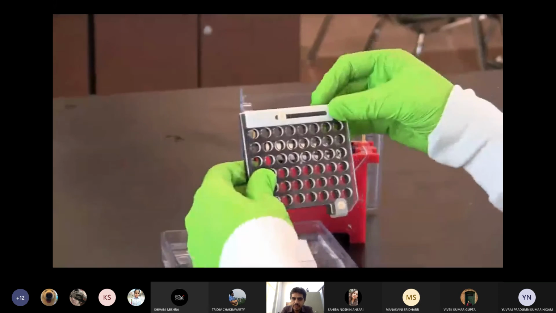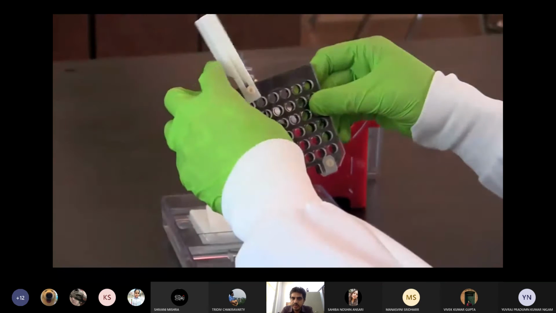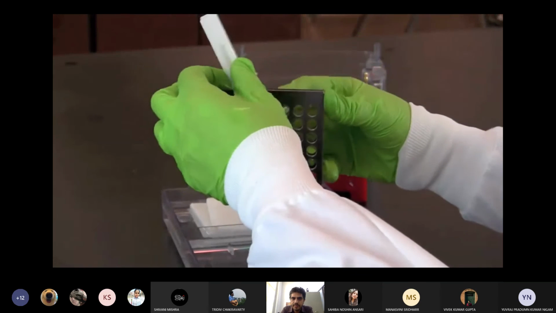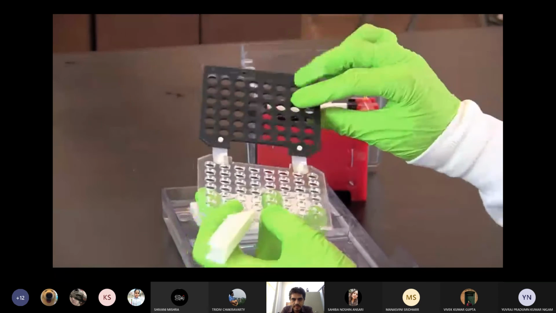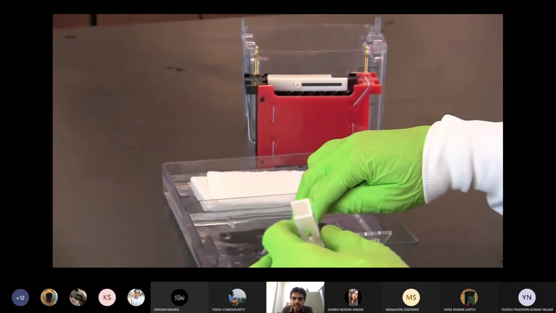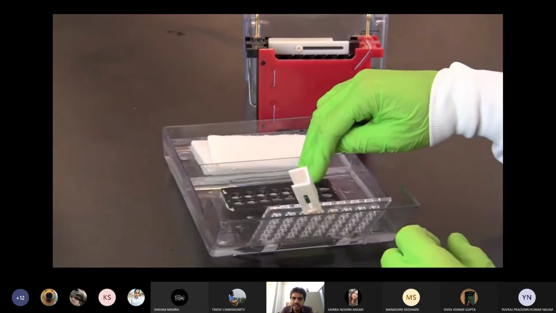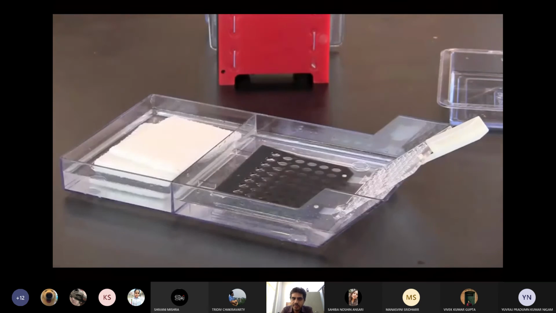This is your cassette. How to set it? This is a wet transfer you are making. I'll show you the image. Place the gel holder cassette in the container with the black side down. Here also the color thing is there, the black and red, black and transparent. So black is going to be negative.